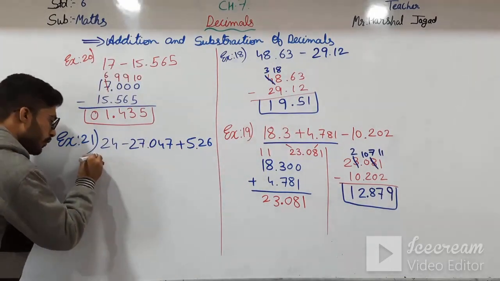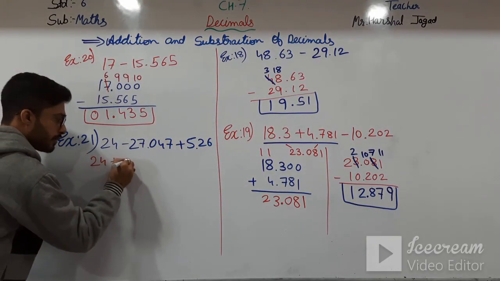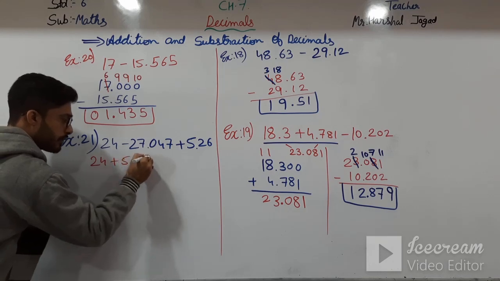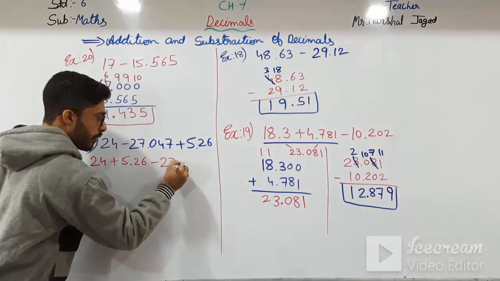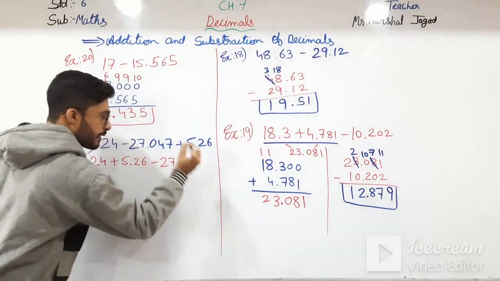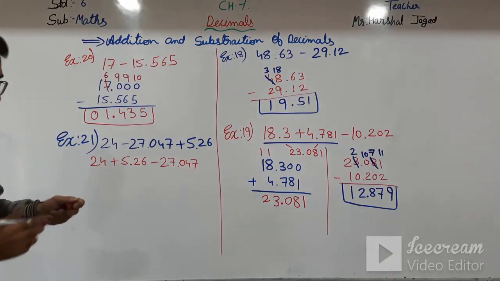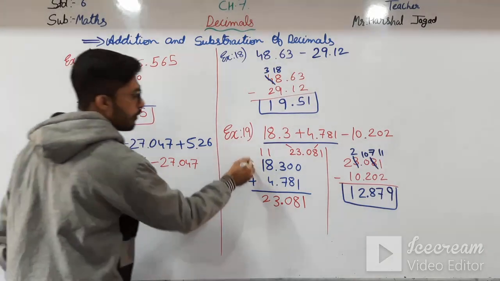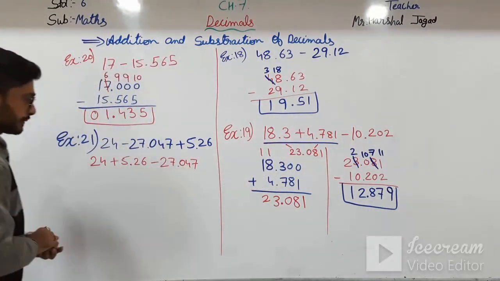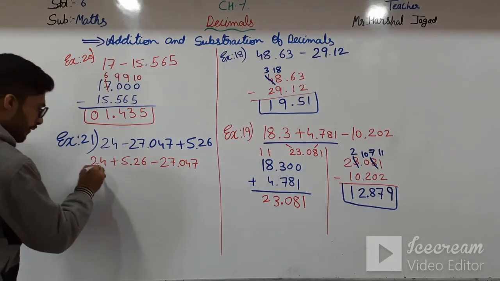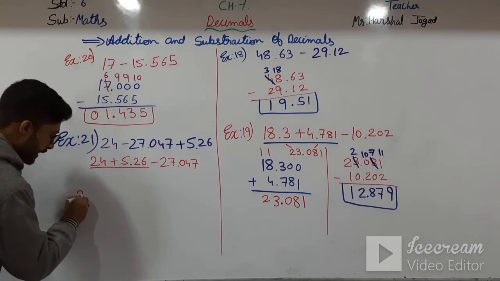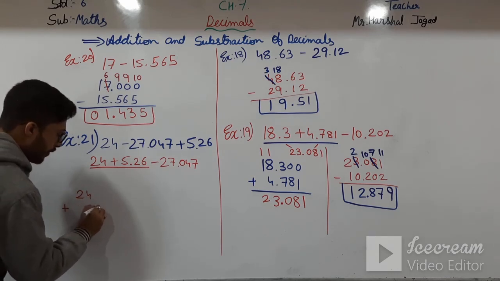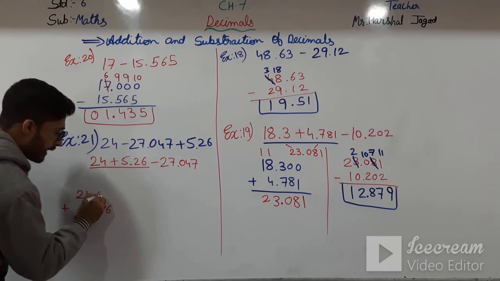So 24 plus 5.26 and this will go back, that is minus 27.047. Okay. So first of all we have to do this plus. So doing that, we first of all add this. So by adding, we get 24 plus 5.26. Here I can write this.